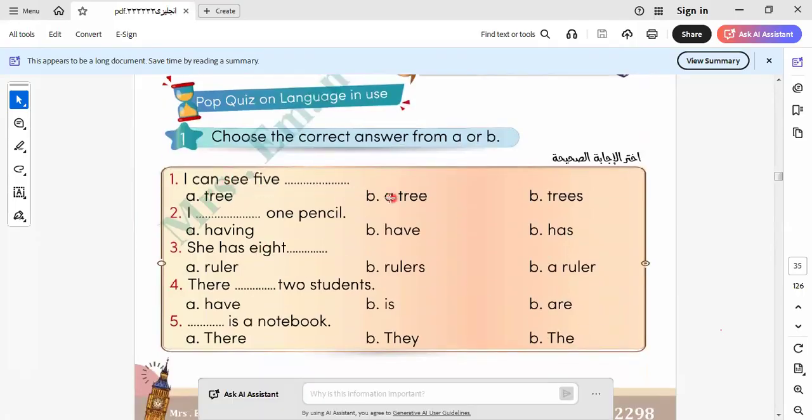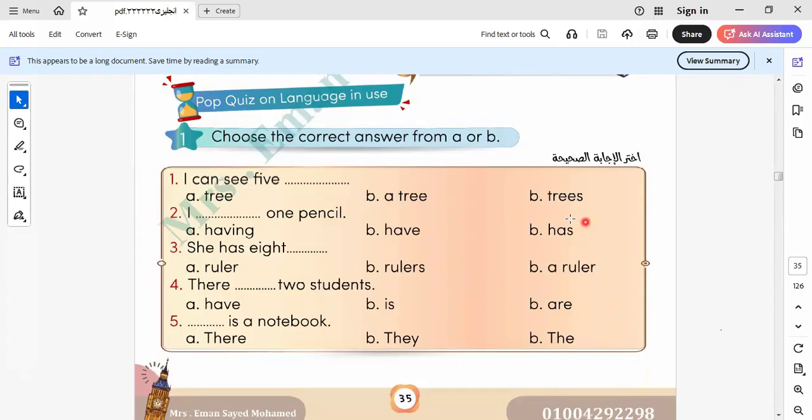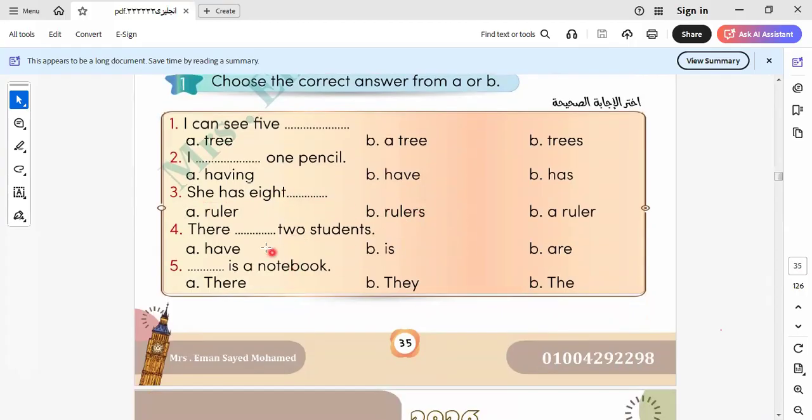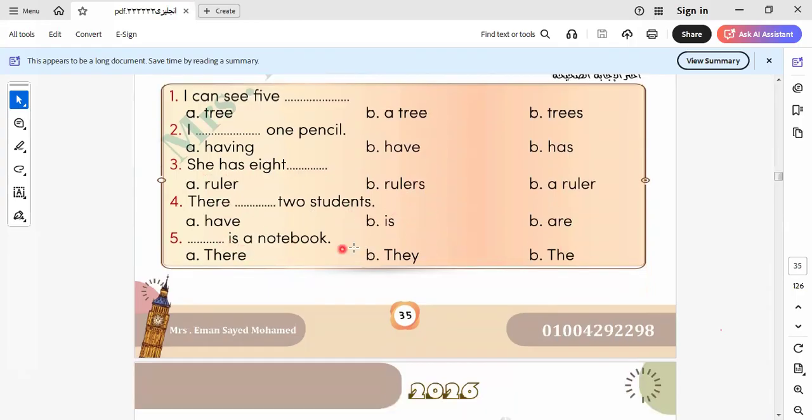I can see 5 space, a tree or trees. Here we have 5, so the answer is, without thinking, trees. I space 1 pencil. I have. You are clever pupils. She has 8 rulers. Why rulers here? Because here 8 is more than 1 and we add s to the noun. There is space 2 students. There are 2 students. Space a notebook. So here with to be, the answer will be there is.